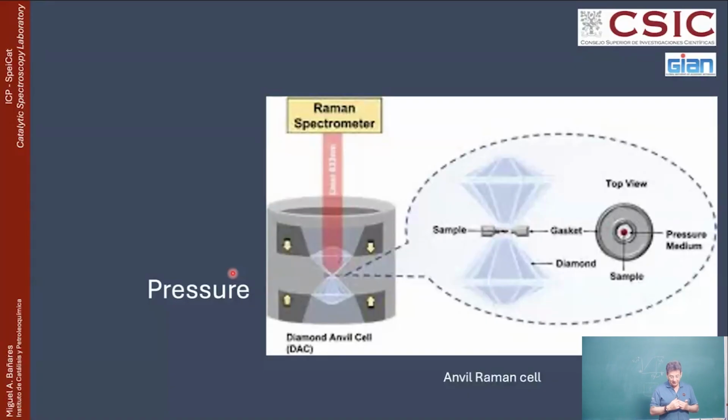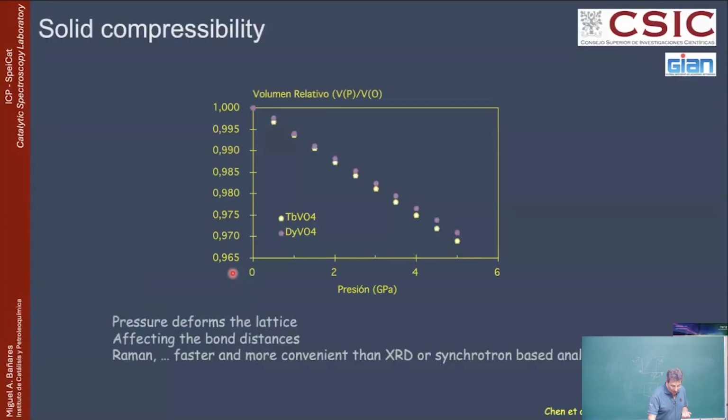Because experimentally, that is quite simple. You just put this anvil cell under the microscope, and because it is very small, in this very small position you can have a huge pressure, and it is easy to handle. And then you can study what happens to a material as you increase the pressure. And here you have a study mainly from inorganic chemistry, but it's totally relevant to catalysis or anything, which is the compressibility of different solids, in particular rare earth vanadates, terbium and dysprosium vanadates.